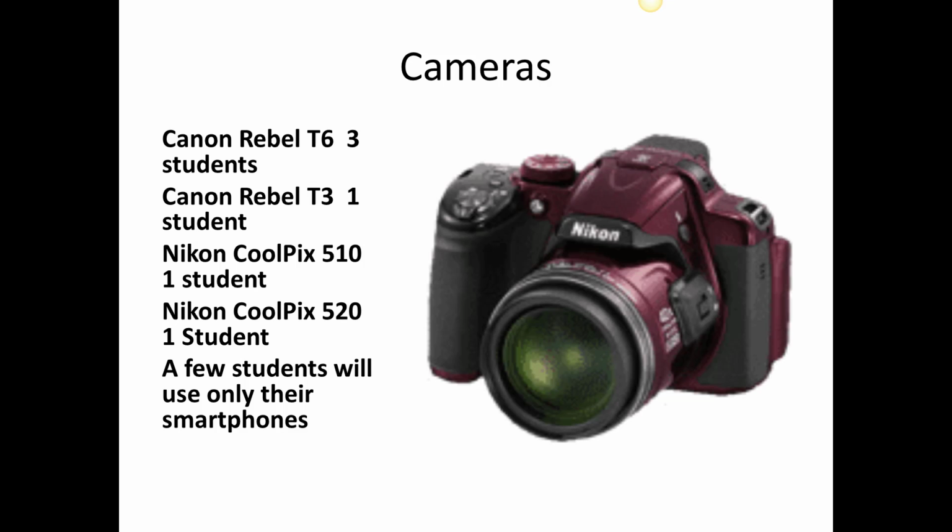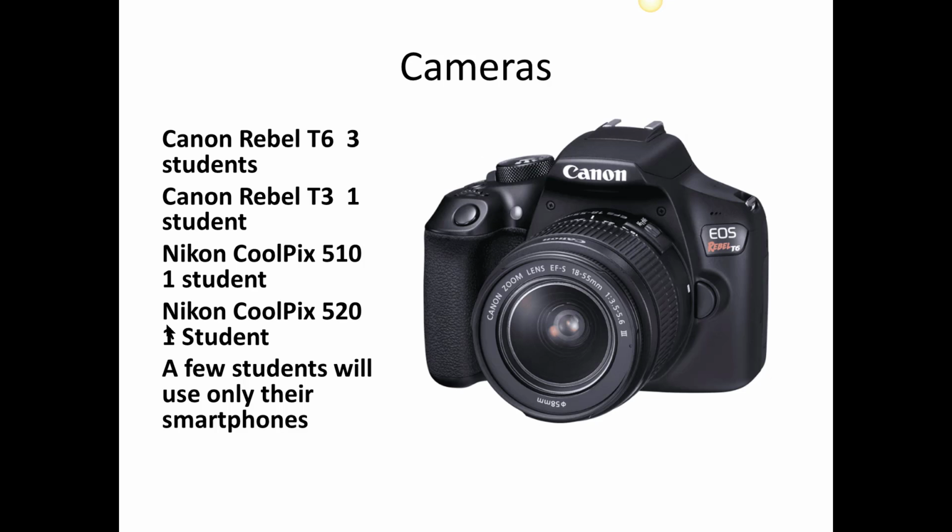So this is the Coolpix 520, and again the 510 is a little bit earlier version, and the 520 is a little more updated with a couple of enhancements to it. Now this camera, the Nikon Coolpix camera, is different from the previous camera, the Rebel, in that it doesn't have a lens that comes off and switches to other lenses.